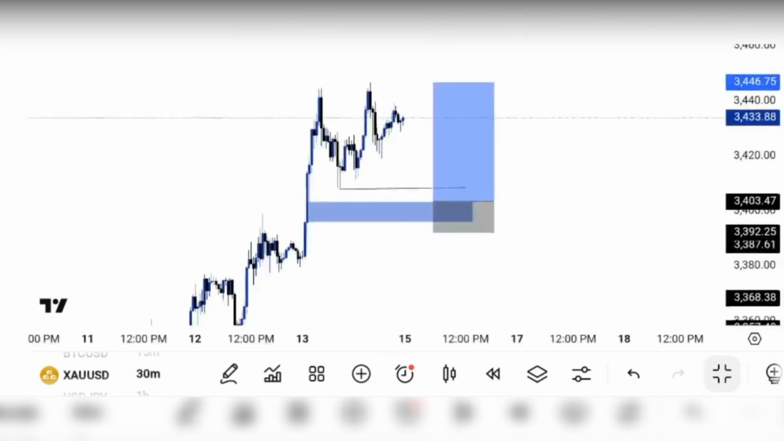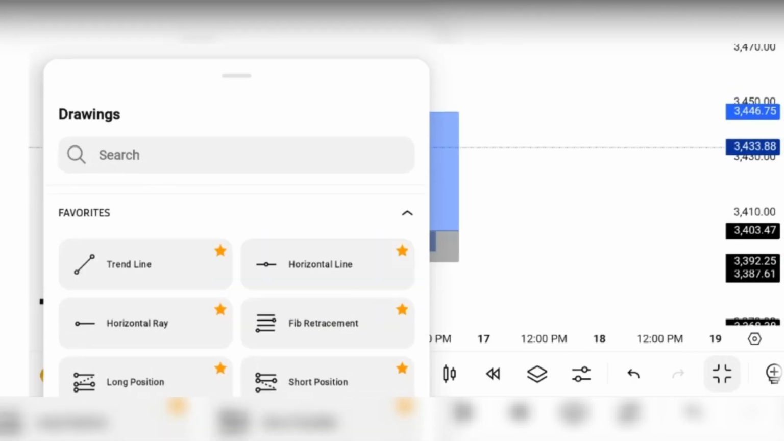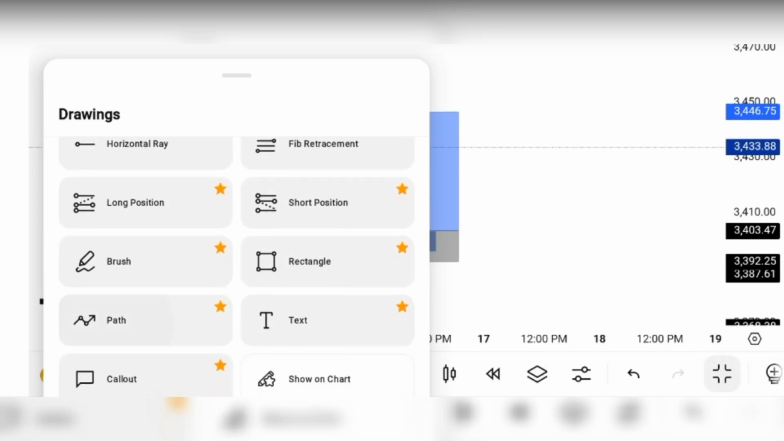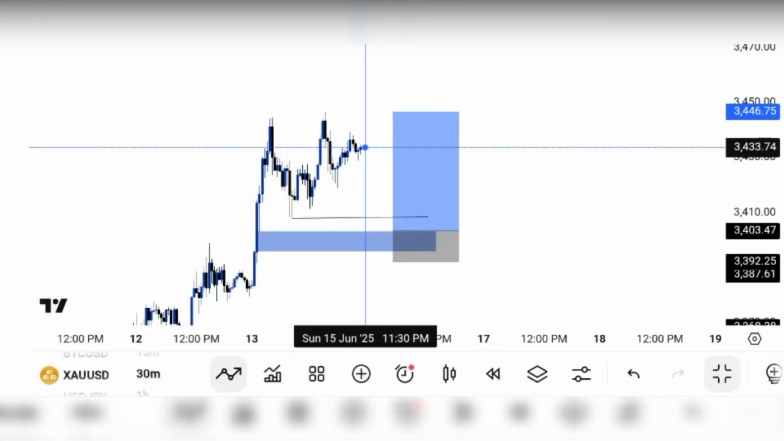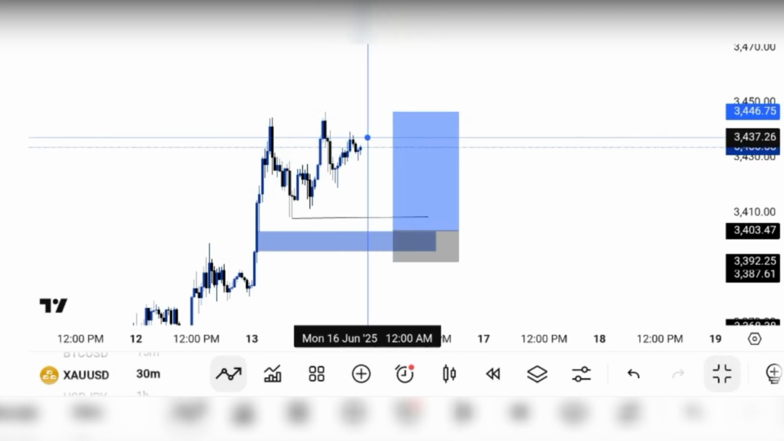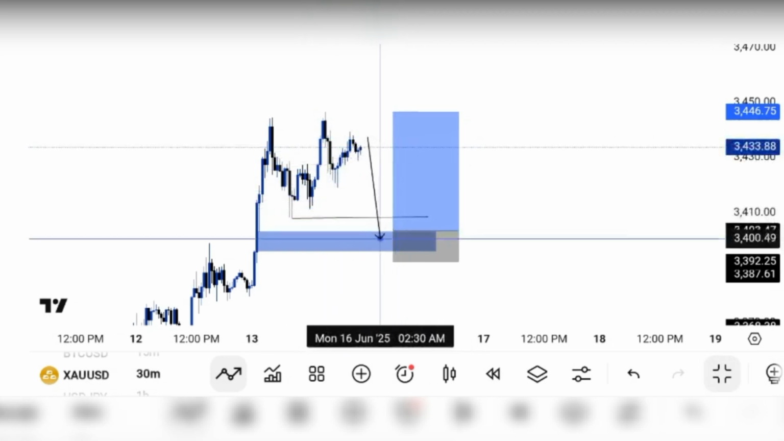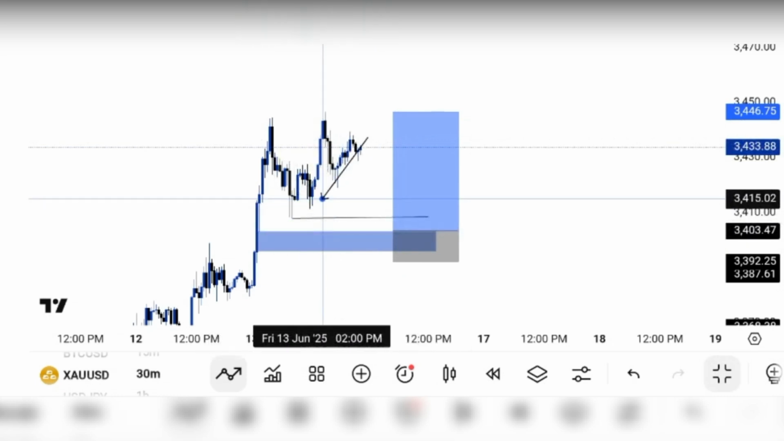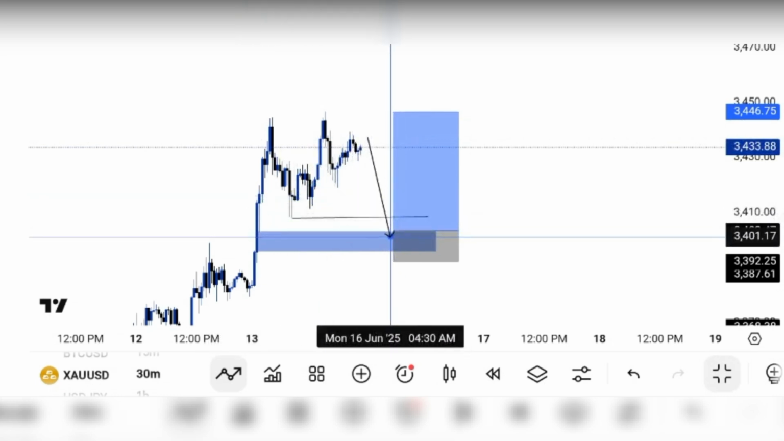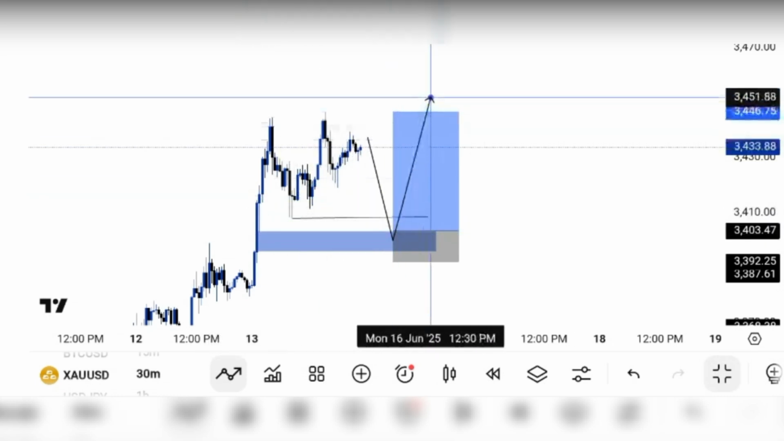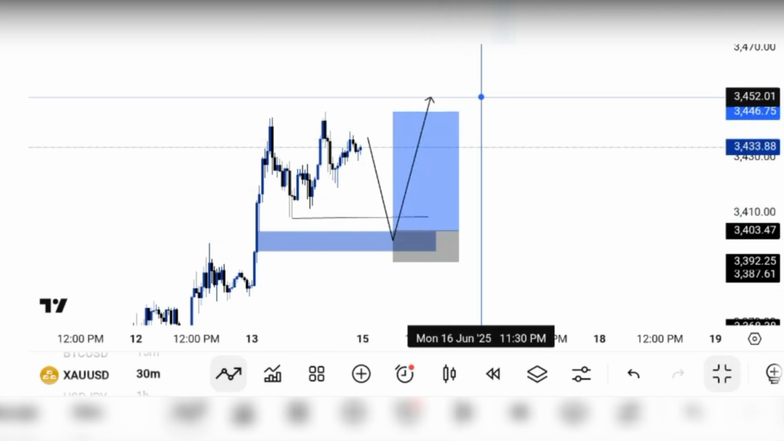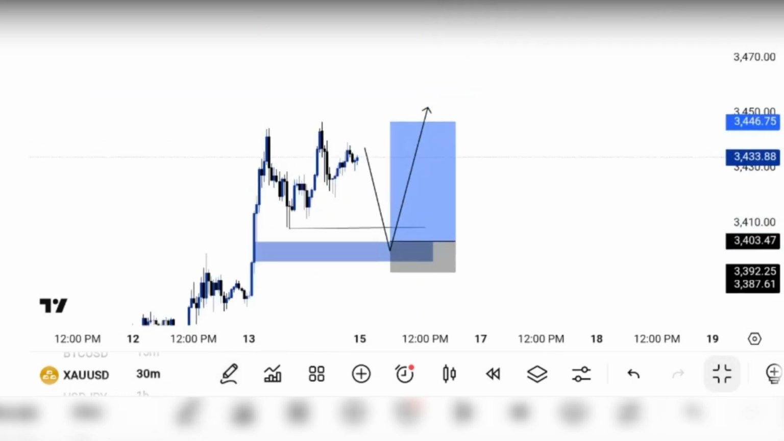So now this moment we only have to wait for price. Price is going to come back to this fair value gap, take out this liquidity, come to this fair value gap, and then continue doing that. You understand?